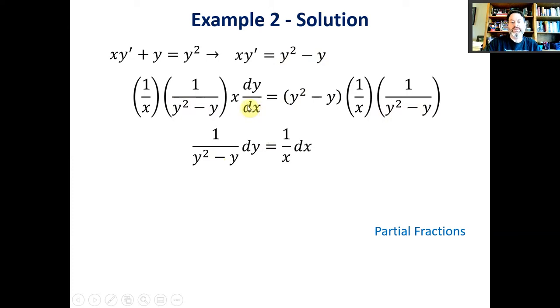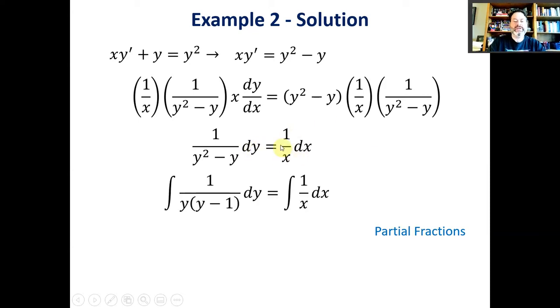And then I just multiplied both sides by dx. And then we just integrate, and the left side, obviously here, you solve it with partial fractions, as you can see. And then the right side is just a normal integral. So make sure you can do the partial fractions here. I'm not doing it in the video. I'm trying to keep the videos sort of short if I can.